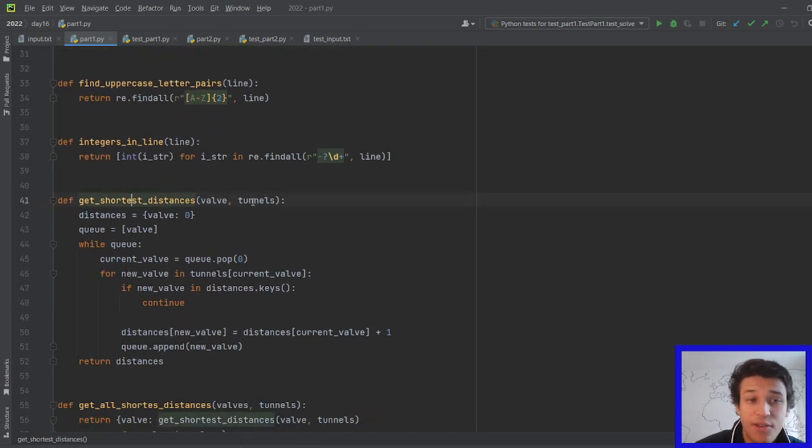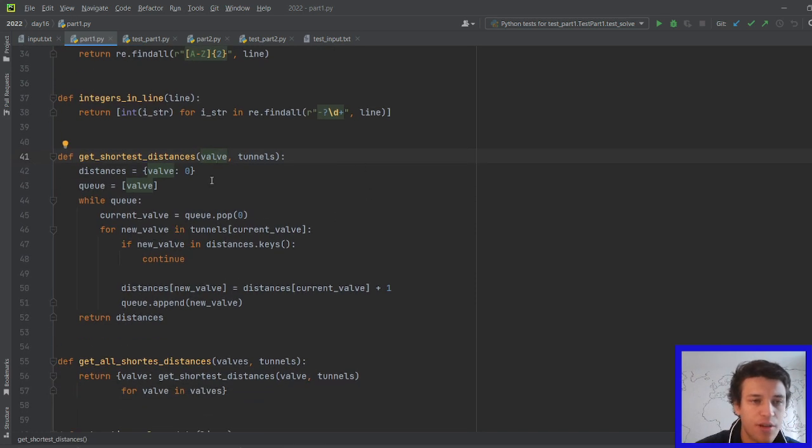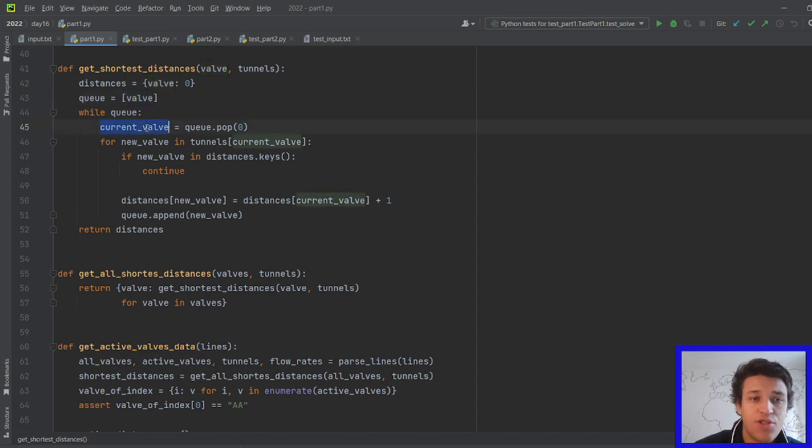Since it's a graph problem, we also want to get the shortest distance from a valve to all the other valves. So you can do this by iterating through all the valves. At first, the distance from the valve to itself is 0. And then we go through a queue that starts with the original valve. For each valve, we go through all the neighbors, all the valves that have tunnels to it. If we already considered the valve and it's in the distance keys, we continue. Otherwise, the distance to this new valve from the original valve will be the distance to the previous one plus 1, because it takes us 1 to go through the tunnel. And then we append the new valve to the queue so we can always consider its neighbors.